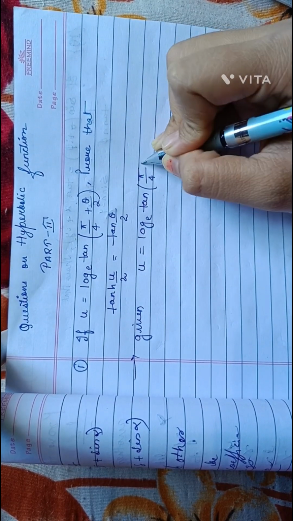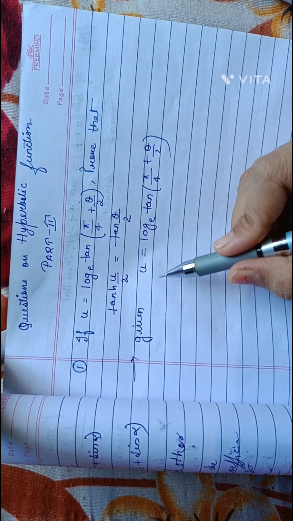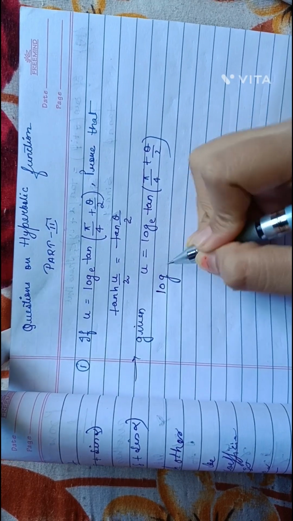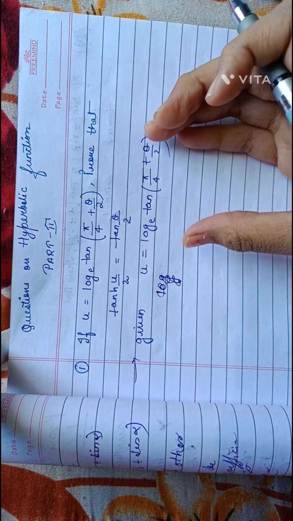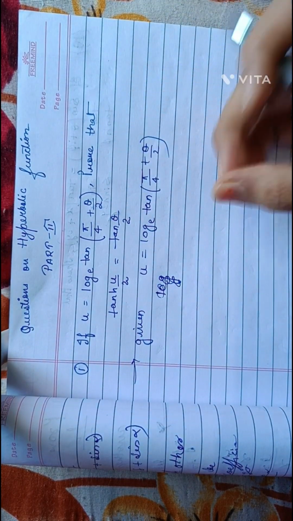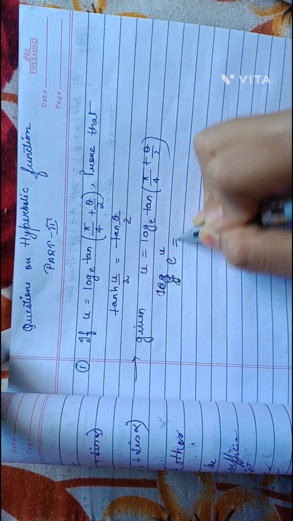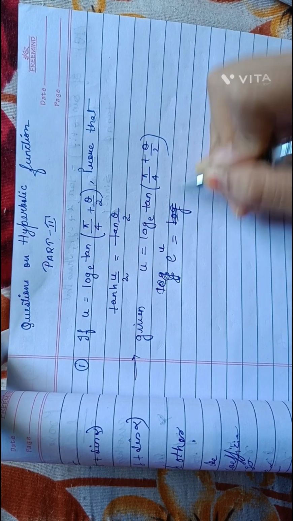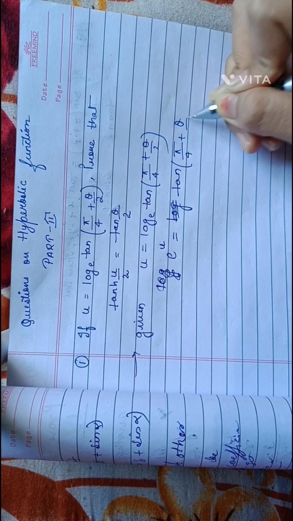As we know, this log can be shifted to the LHS. If we shift this, what will be the result? When log is shifted to the other side, it is no more log; it changes to e. So we write e to the power u equals, log is removed, tan (pi upon 4 plus theta by 2).